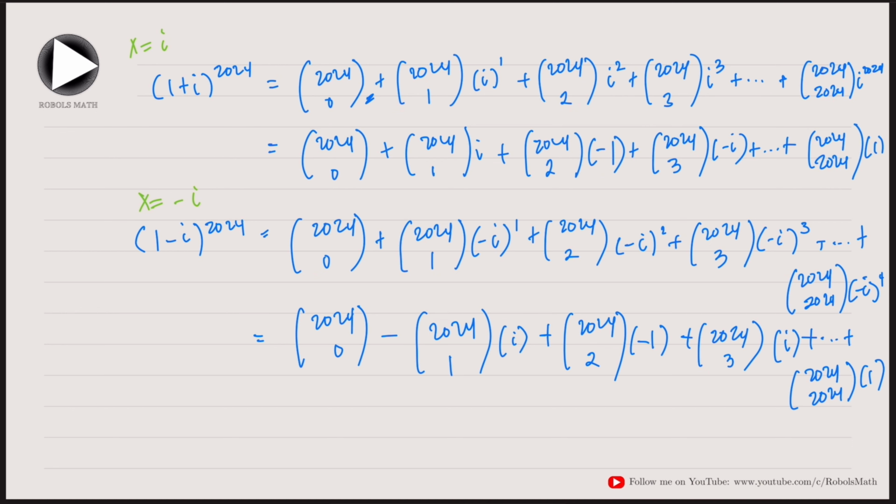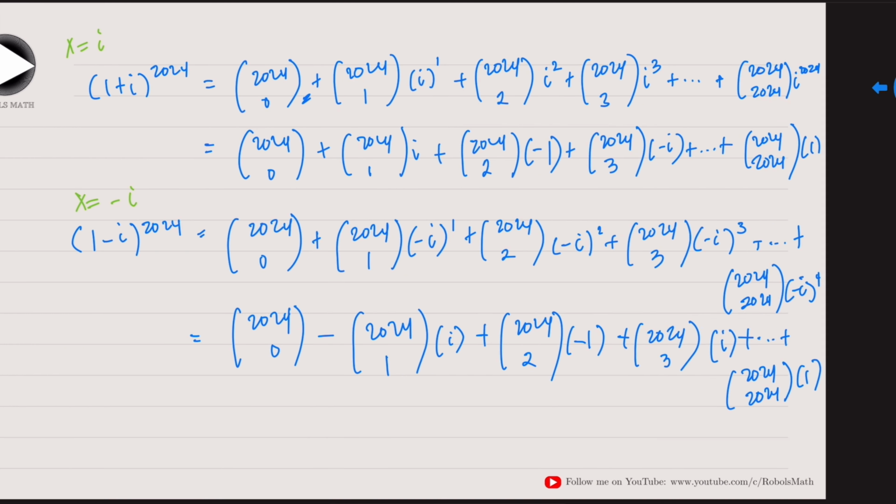Now, if we look very carefully, we note that the coefficients of these odd terms here are actually opposite of each other. So for this i, we have positive here and negative here. And then for the i cubed, we have negative here and then positive here. Which means that if we add the two of them, (1 plus i) raised to 2024 plus (1 minus i) raised to 2024, we will only have even powers here.